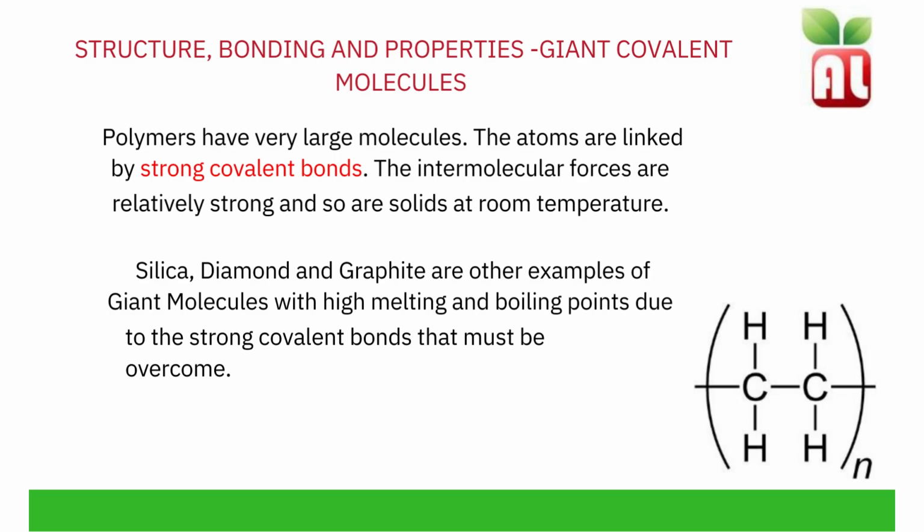Silica, diamond, and graphite are other examples of giant covalent molecules, with high melting and boiling points due to the strong covalent bonds that must be overcome. Giant covalent molecules are typically formed of thousands of atoms.